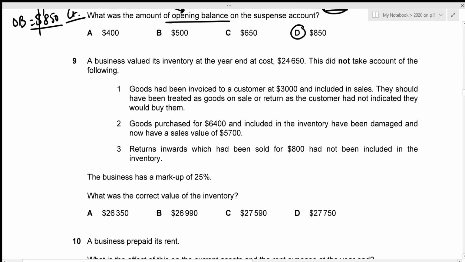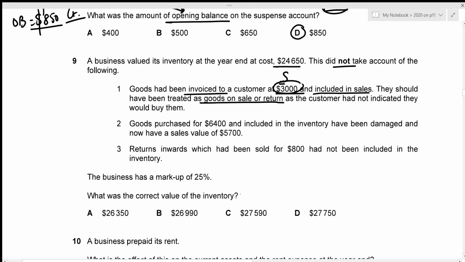A business valued its inventory at the year end at cost 24,650. This did not take account of the following. Okay, so the very first one is that goods had been invoiced to a customer at 3,000. So this is the invoice value, which means that this is the sales value, right? And included in sales, they should have been treated as goods on sale or return. So goods on sale or return is not to be recorded as sales. This is still to be recorded as an inventory, right? And these have been included in the sales. This should not be the case. We need to record the corresponding cost value to the inventory value.